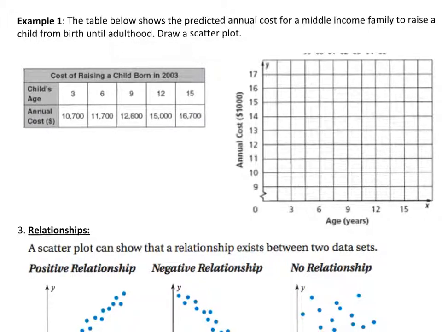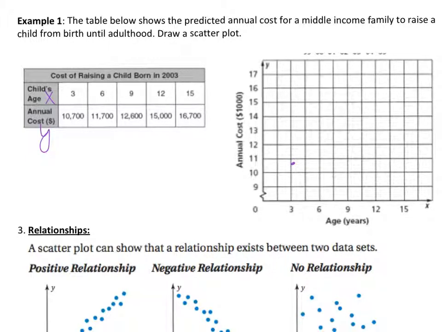We are given a graph, a table, and we want to draw the scatter plots. Remember, we're not connecting the points. We're just going to graph the points. So I'm going to first start and look at my first X value. So the child's age is the X, the annual cost is the Y. So I'm going to go over 3 and go up to around 10,700. So I'm going to have a point a little under the 11.